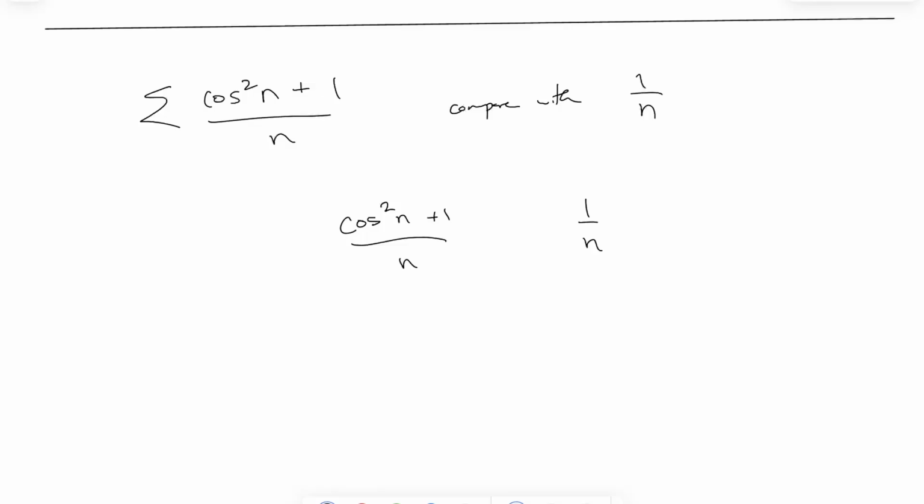Yeah? I think it's greater. Yeah, because, what's the difference here? Here we have 1 over n. This is also 1 over n, but plus a little bit of extra stuff here. All right? So this is greater than.